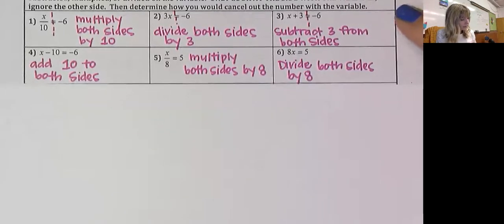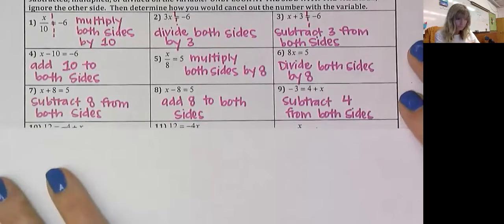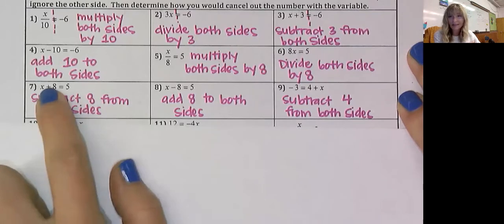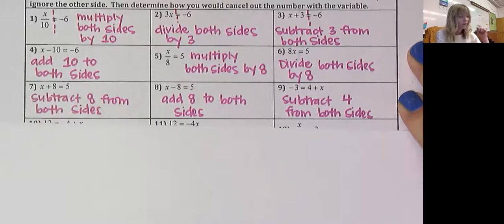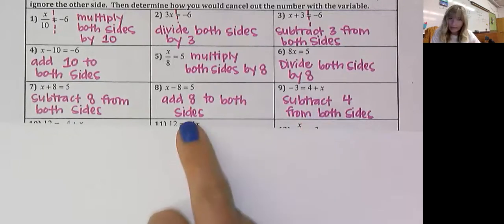So let's look at the next row. See how you did here. Number 7, what are they doing? In the equation, they are adding 8 to the variable, so what are you going to do? The inverse of that, subtract 8 from both sides. Sometimes number 9 throws people a little bit. Check number 8, add 8 to both sides.